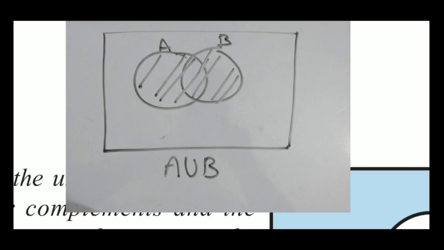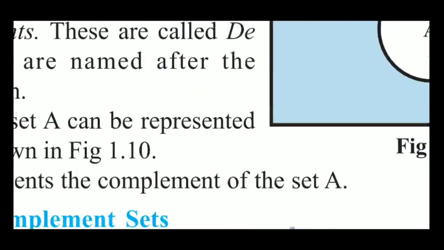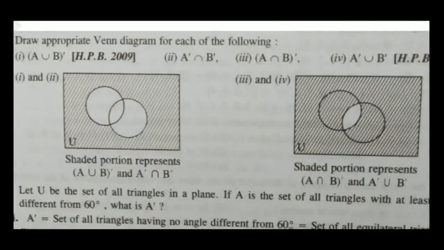So what is the portion left by A union B? The remaining portion inside the rectangle. That is your complement of A union B. Now see here, you can see this is the second diagram, and the remaining portion of A union B is the complement of A union B. Is it clear? And same diagram for second part.